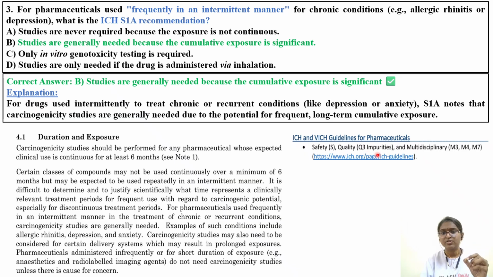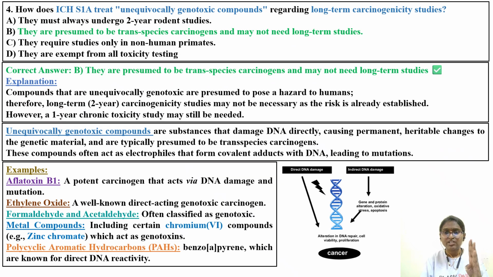Quality, impurities, and multidisciplinary, we have M3, M4 and M7. So this is important. Now we are discussing safety. In safety, we are discussing S1A. Similarly, you have up to S13 guidelines. So slowly we will make one video on each guideline. Okay. So now we'll see question number 4.